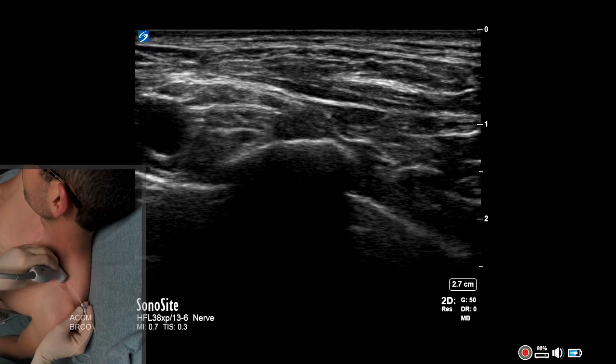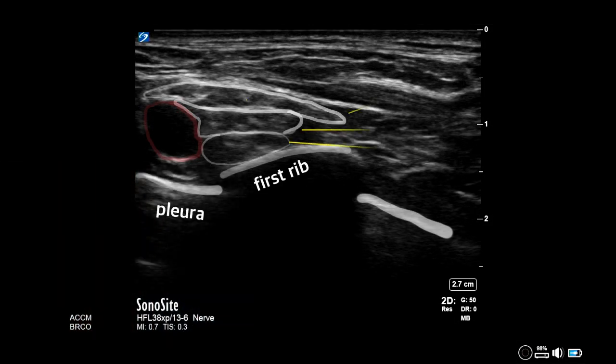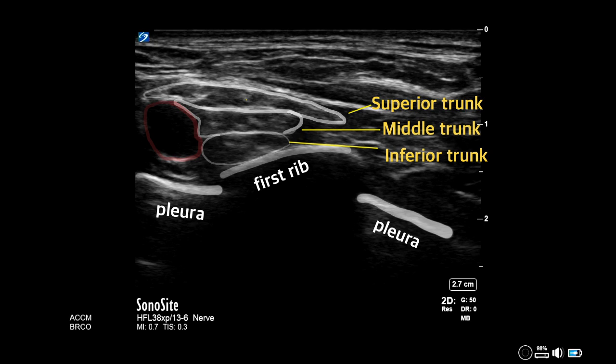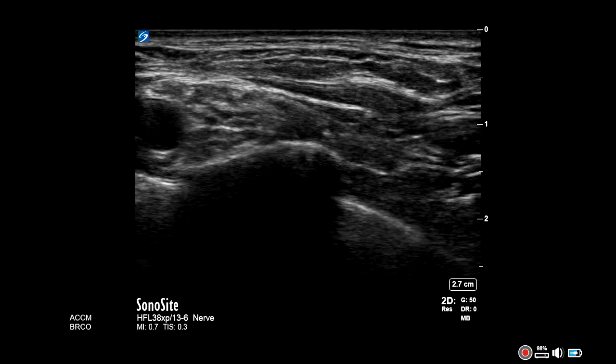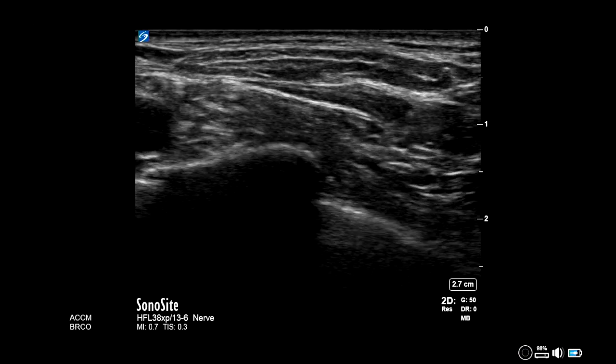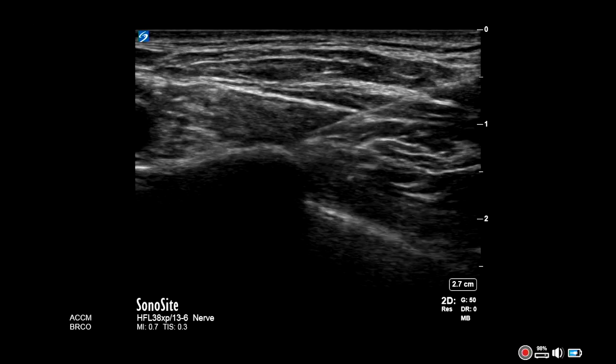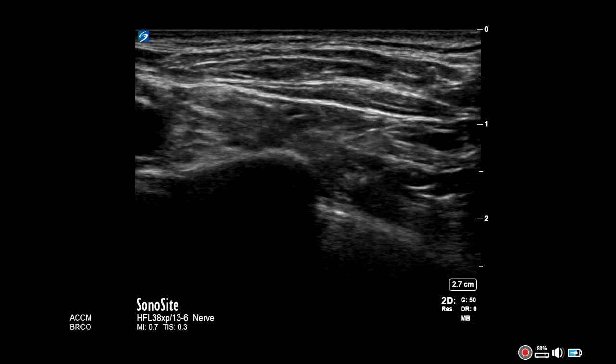With the ultrasound probe in the supraclavicular fossa, we try and identify pertinent anatomy. We believe we can see the superior, middle, and inferior trunks, along with the first rib and the pleura. We approach this block from a lateral to medial orientation, with the goal of keeping the target structures in plane and the needle in plane throughout the procedure.